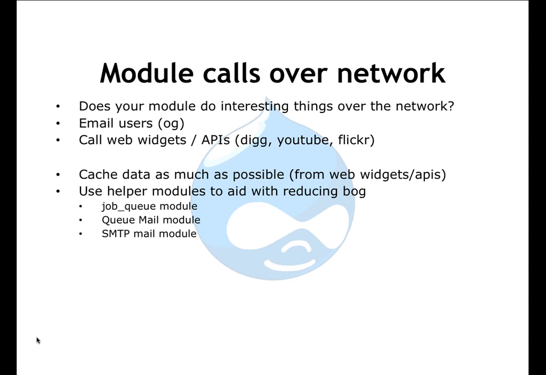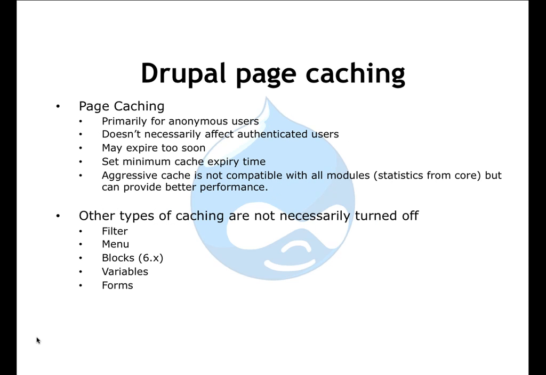And if you're doing something like emailing users, there are lots of helper modules that can help with this. The job queue and the queue mail module will only send a certain amount of mail at a given time. Or you can offload all of this to a service that specializes in it, such as a mailing list. Or you can use the SMTP mail module, where you can tell it to use the Google SMTP servers with your username and password to send all of this data. It can help speed up the site immensely.